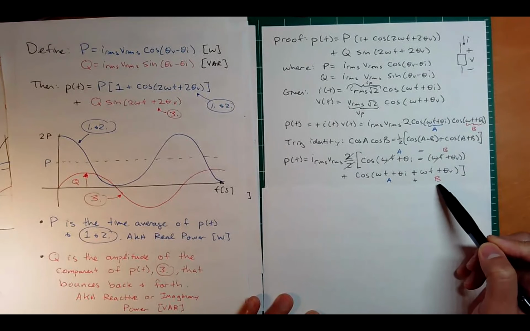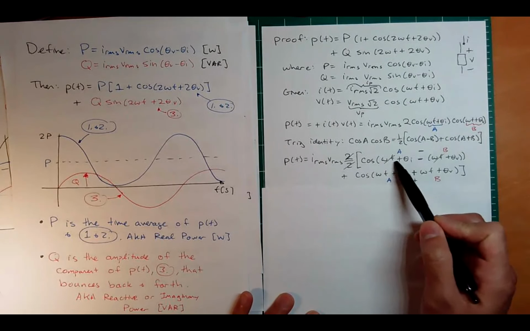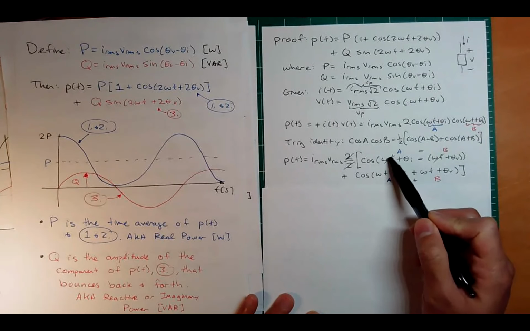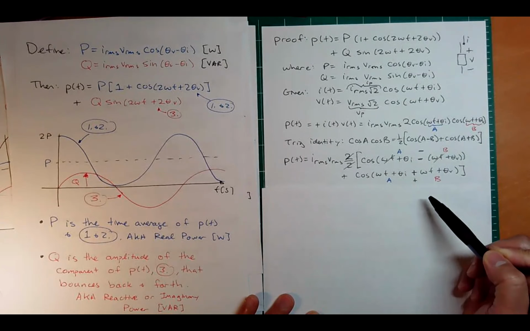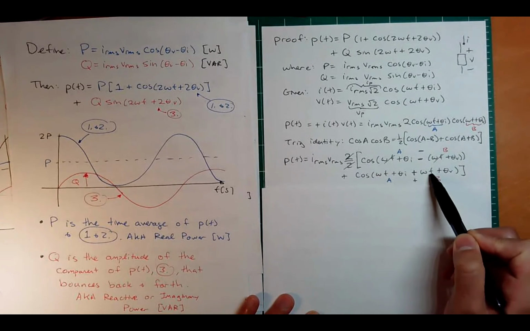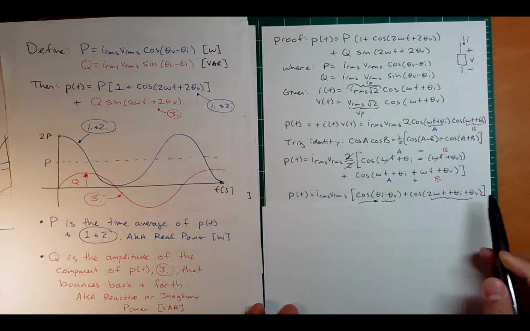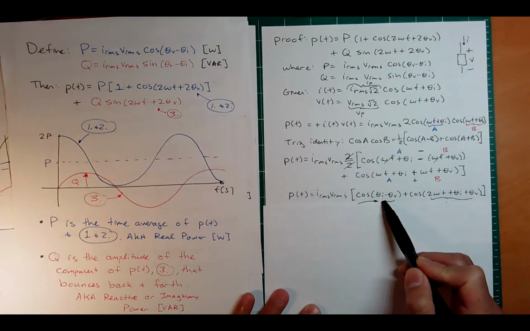Okay, fantastic. So what do I see inside here? Any cancellations? Yes, I do. Omega t minus omega t. Great. Theta I minus theta V. Good. And look at this: 2 omega t, theta I plus theta V. Okay, and I have that written here.